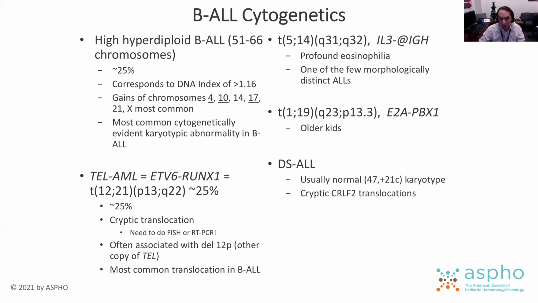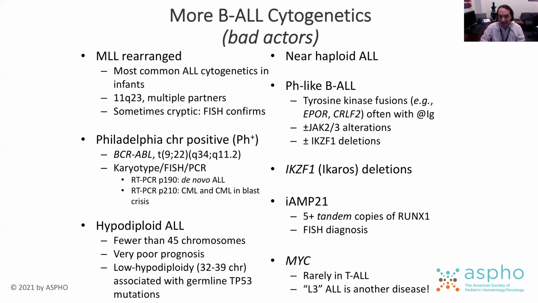Moving on to somewhat rarer B-ALL cytogenetics that tend to be bad actors, we include MLL rearranged leukemia. This is the most common ALL cytogenetics in infants. It involves chromosome 11q23 and multiple partners. It can be cryptic and requires FISH to confirm. Philadelphia positive or BCR-ABL positive ALL with a t(9;22) is seen in a very small fraction of pediatric ALL, but is increasingly common with age such that it constitutes nearly 50% of adult ALL.